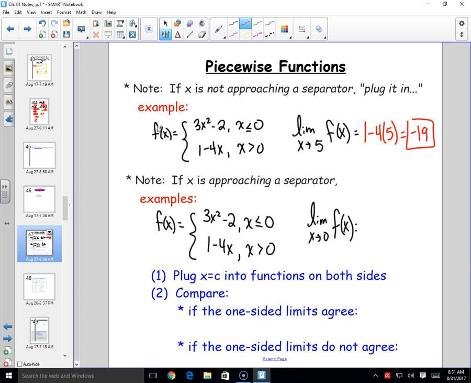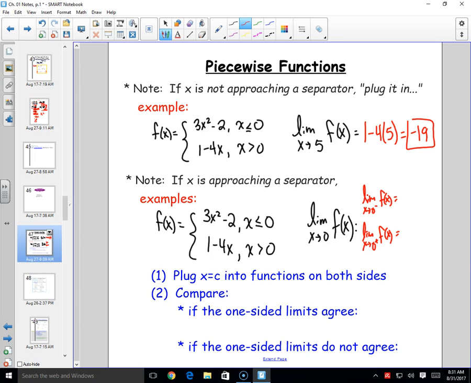Both sides. And if one side is behaving one way and the other side is behaving the other way, well, who knows if they meet or if they don't meet? So we have to check the limit as x approaches 0 from below and the limit as x approaches 0 from above. Who am I plugging it into if I'm coming from below?